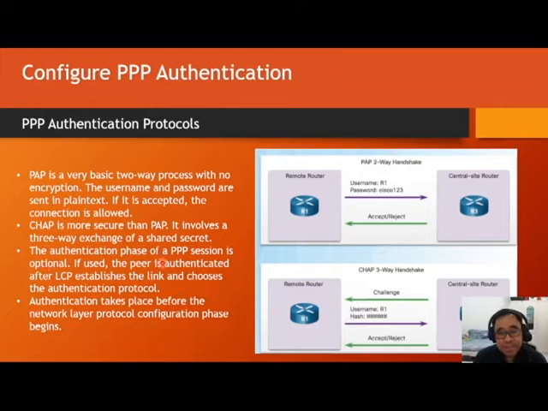The authentication phase for a PPP session is optional. If used, the peer is authenticated after LCP establishes the link and chooses the authentication protocol. Authentication takes place before the network layer protocol configuration phase begins.